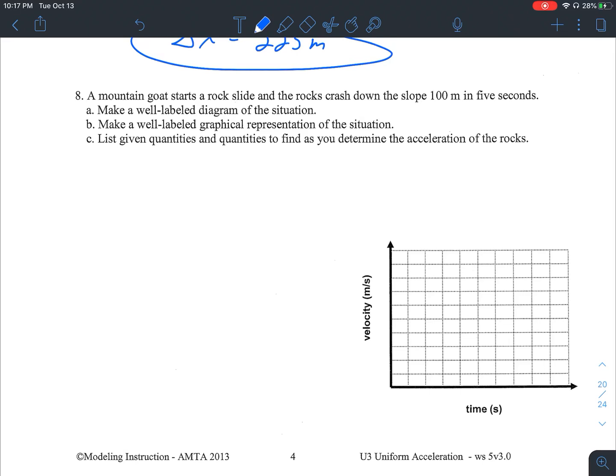And finally, our goat going down or crashing the rocks down the slope. Same type of scenario. Again, it's just different variables that were given. We're assuming they're starting at rest. We're going to be looking for the acceleration. We could find that right in the beginning, or we can start to figure out how to plot the graph. To plot the graph, we are going to want to know the velocity, so I'm just going to go ahead and calculate that.